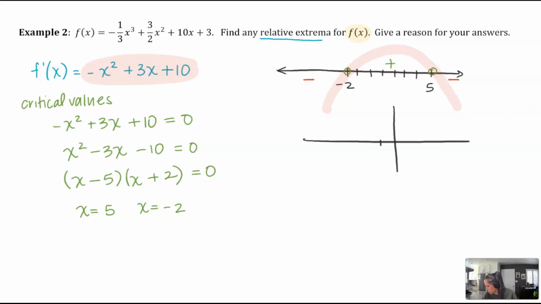Let me get negative 2 and 5 on here so that I have some spots. My function decreases. That's that negative portion. This section is decreasing until I get to negative 2, and then it's going to become an increasing function. And then once we get all the way to 5, this thing is going to decrease again.